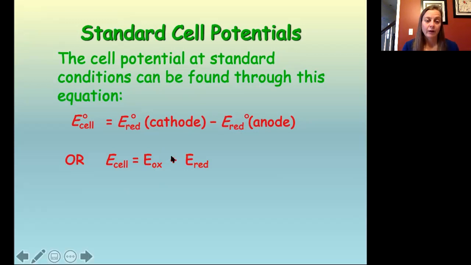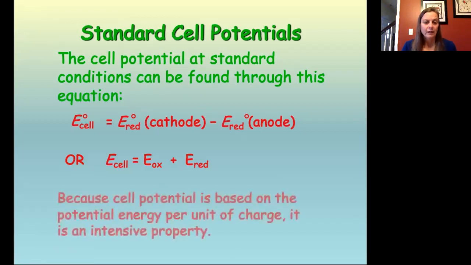1.10. If you're ever confused and you forget which one to put first, big minus small. If it's a spontaneous cell, this number has to be positive. And the only way it's going to be positive is if we have big minus small.